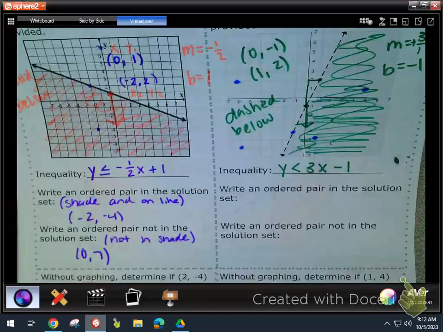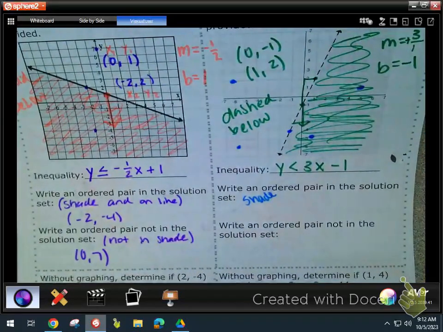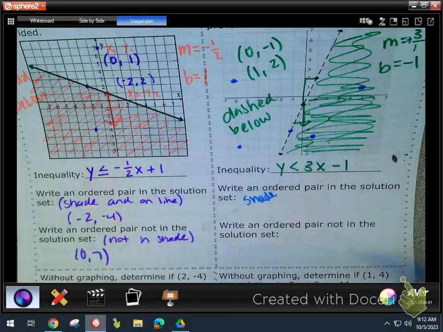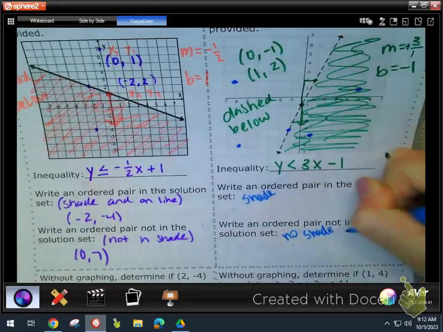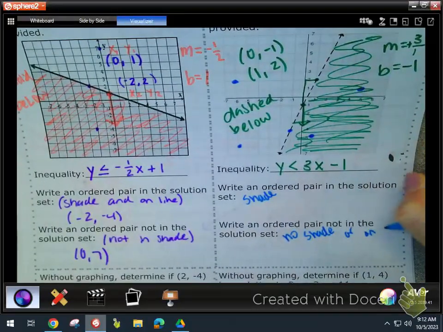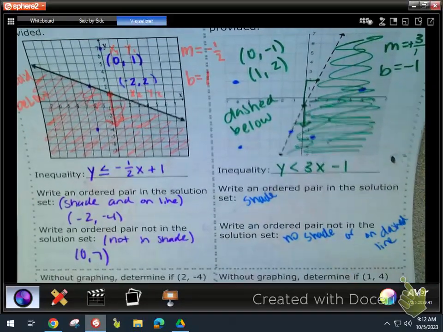Okay, so now you can pick some of the points I just made or pick your own. Pick one that is in the solution set. The only ones in the solution set are going to be in the shade, not on the line. Any point that's not in the solution set is in no shade or on the dashed line. So multiple correct answers here.